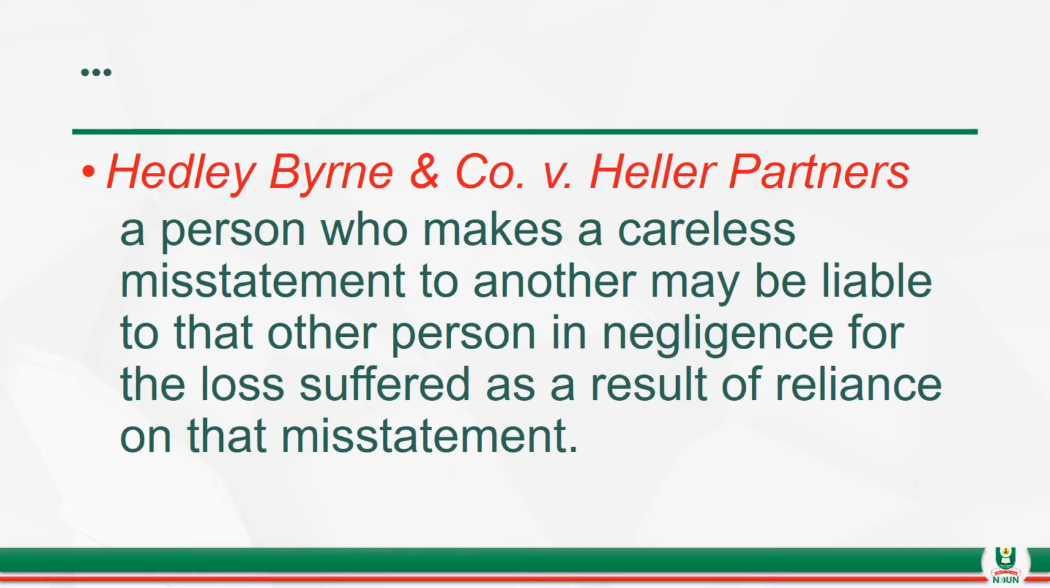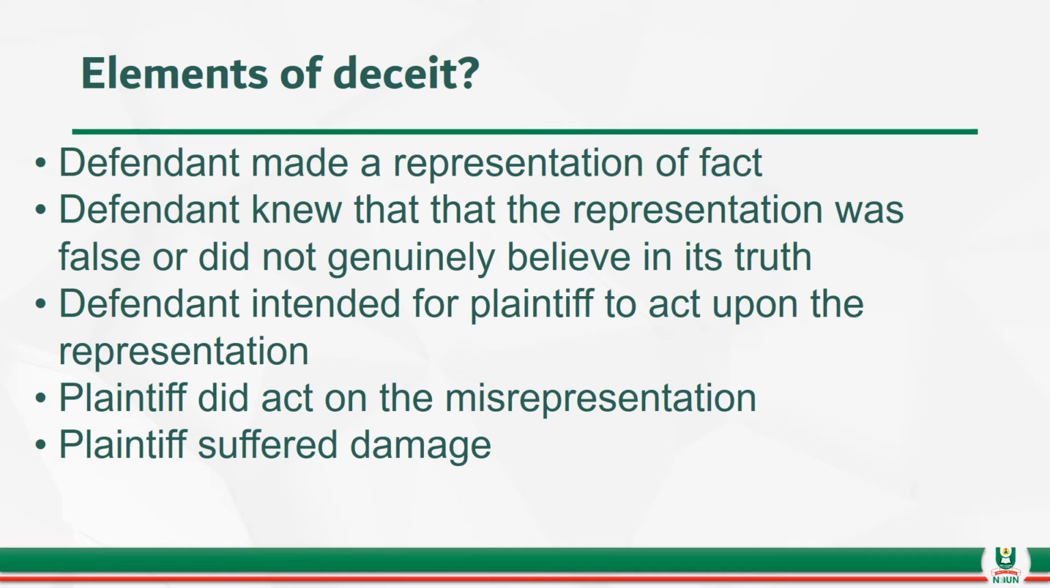So the court came up with this cardinal principle that a person who makes a careless misstatement to another may be liable to that other person in negligence for the loss suffered as a result of reliance on that misstatement. So that point is the cardinal rule for the thought of deceit. So the elements of deceit. I'm sure you could have gleaned from our definition what the elements are, but let's list them.